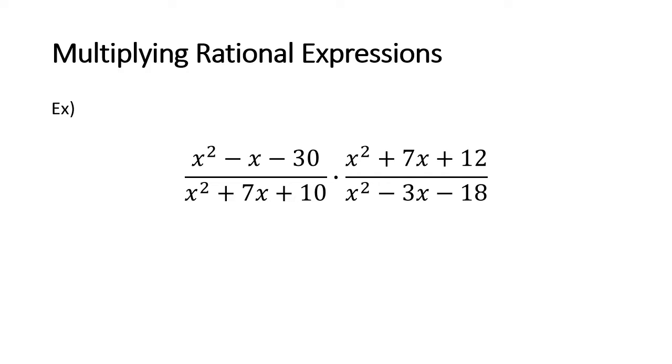Okay, and then one more here. Go ahead and try this on your own, and I'll show the answer. I won't go through it myself. All right, there's the answer to that. It simplifies down to x plus 4 divided by x plus 2.